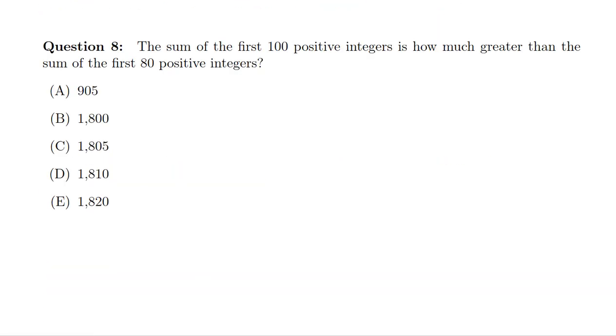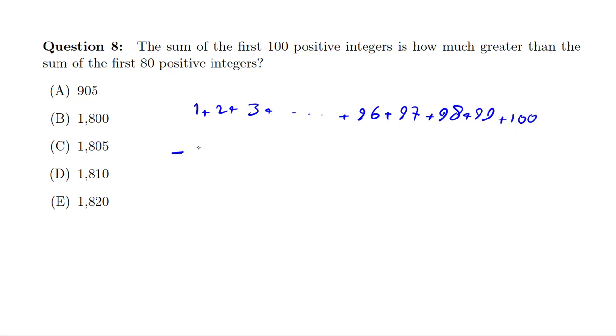Here, it says that the sum of the first 100 positive integers is how much greater than the sum of the first 80 positive integers. This kind of question, I remember that when we were kids, most of the teachers used to say, for example, 1 plus 2 plus 3 up to 96 plus 97 plus 98 plus 99 plus 100. What is the summation of this? But this question asks how much is more than the summation of 1 to 80.